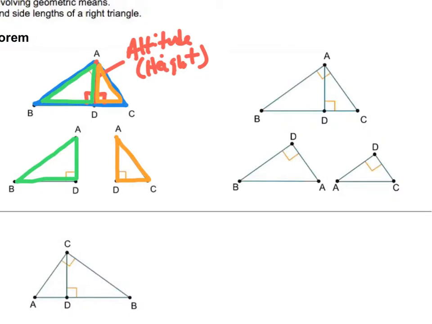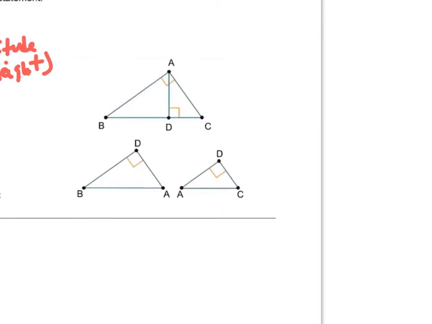And what I know is that if I were to take, say, triangle ABC, I could make this statement and say that triangle ABC is similar to triangle DBA. I also know that triangle ABC is similar to triangle DAC.